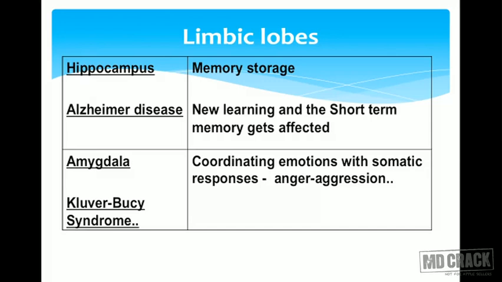Amygdala lesions lead to the disease called Kluver-Bucy syndrome, and the amygdala is concerned with coordinating emotions with somatic responses like anger, aggression, etc.